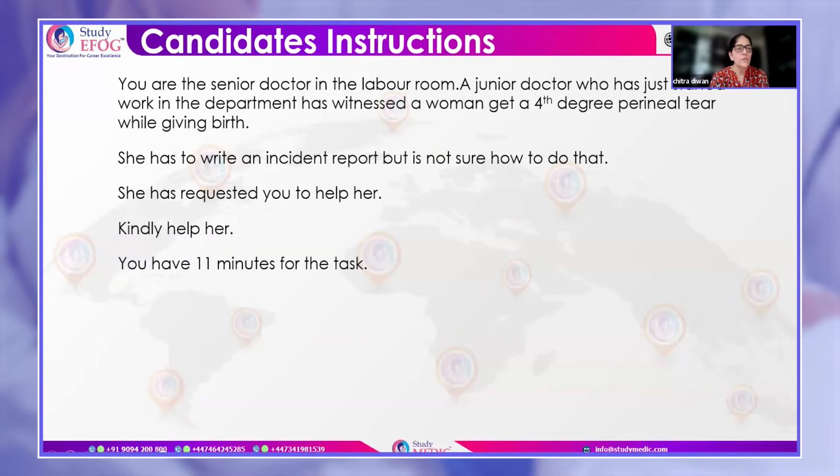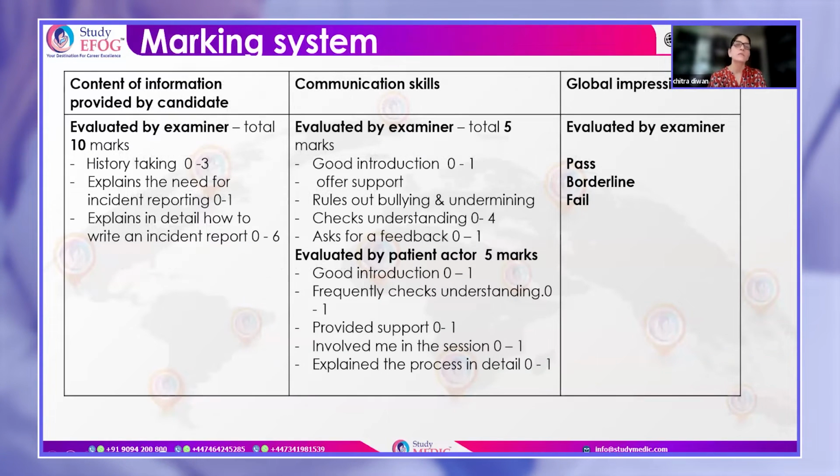Once we have done the incident reporting and you have done your task, this is going to be the marking system. Remember, the marks are out of 20, and you will be assessed for your communication skills and knowledge. The knowledge area is going to be evaluated by the examiner. Out of 10, it would be 3 marks, 0 to 3, for history taking. Then, what is the need for an incident reporting? 1 mark for that. And how you are explaining in detail how to make an incident report.